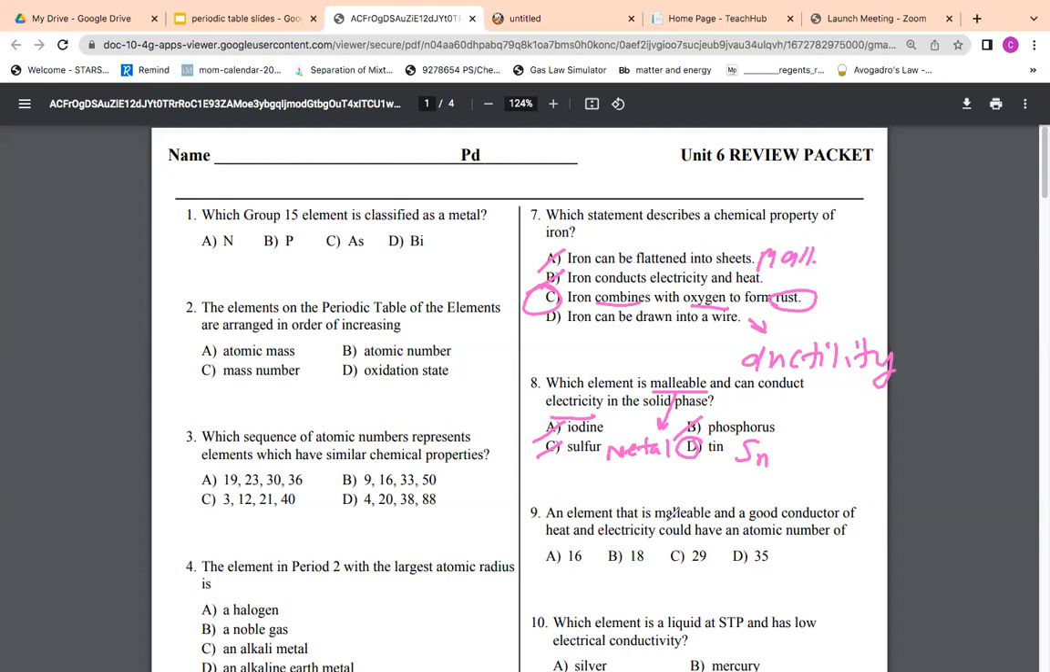Number 9, an element that is malleable and a good conductor of heat and electricity. So they're talking about a metal again. And they're asking what its atomic number would be. So they're giving you different elements without telling you what the element is, but they're giving you the atomic number, which is basically the identifier. Any element with atomic number 16 is sulfur. 18, that's argon. 29, that's copper. And 35 is bromine. Now, again, we're looking for the metal. Sulfur, argon, and bromine are all nonmetals. Copper is the only thing that is a metal here. So you want to go with copper, choice C.